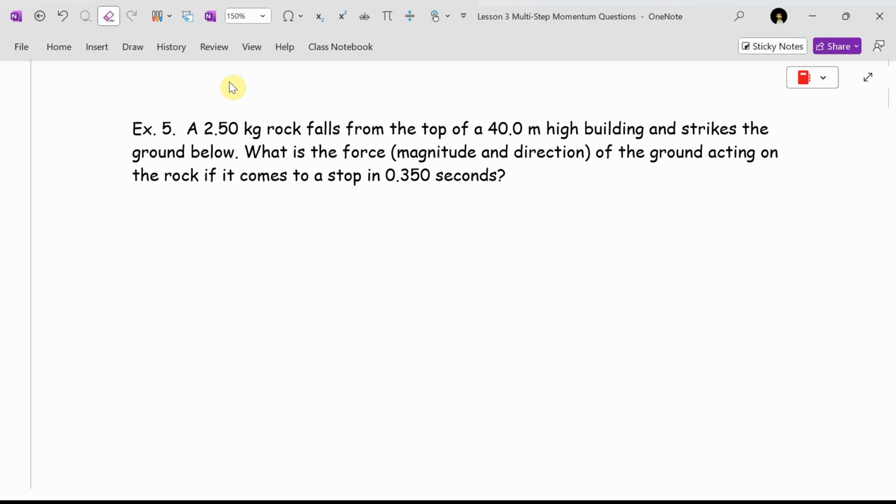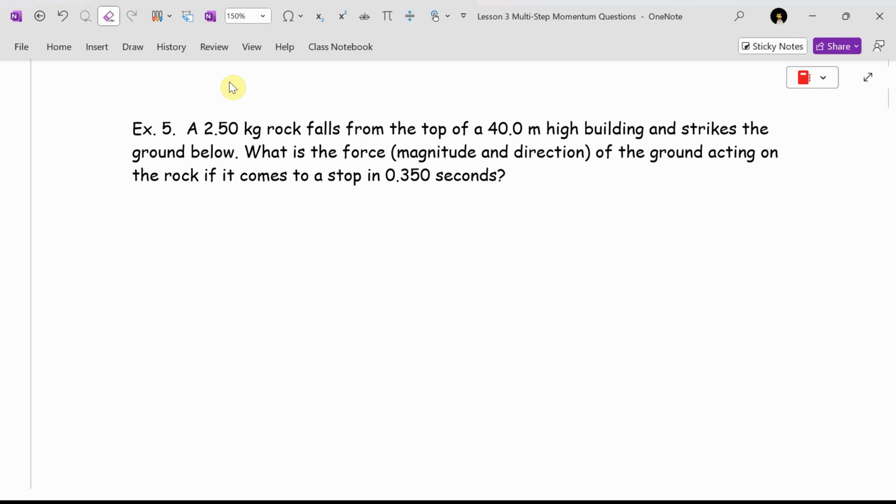It says this. A 2.5 kilogram rock falls from the top of a 40-meter high building and it strikes the ground below. What is the force, magnitude and direction, of the ground acting on the rock if it comes to a stop in 0.35 seconds?